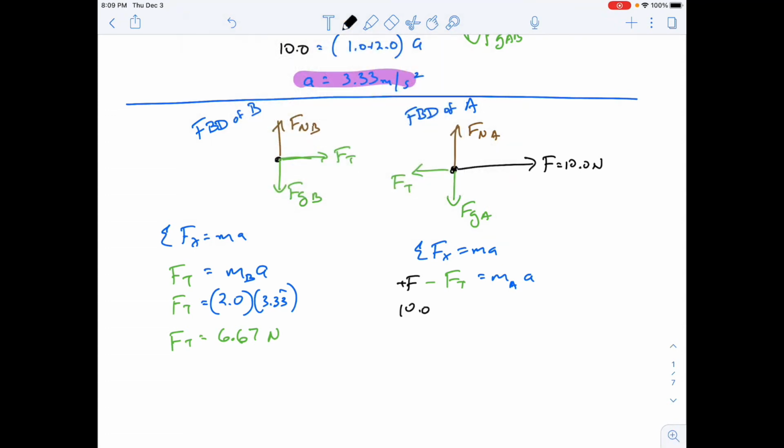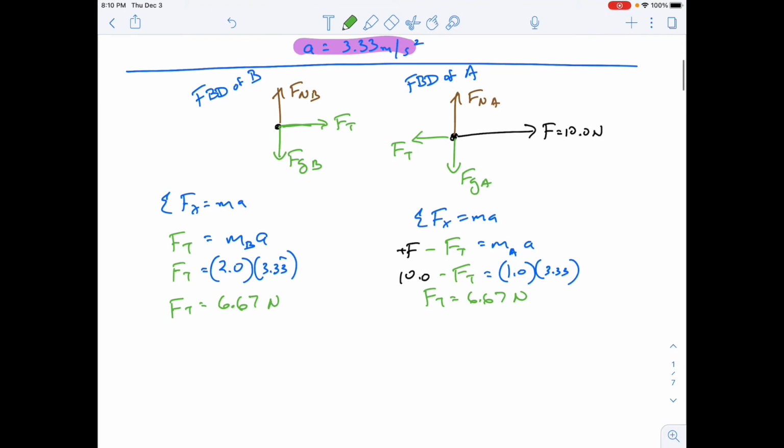And I can plug in what I know. I know 10.0. And let's pretend we didn't solve for friction before, or for tension before. Let's pretend we're still solving for it. And we know the mass, 1.0, and we know the acceleration, 3.33. If you solve this algebra, the force of tension is still going to be 6.67 newtons, which it better match. It's the same exact tension, just equal but opposite direction. Okay?